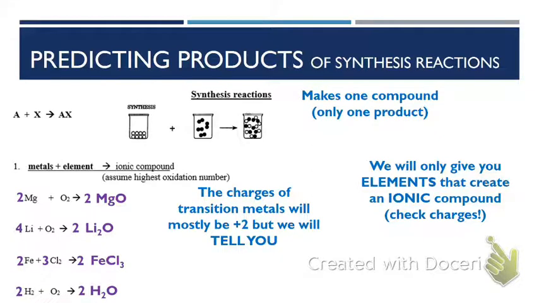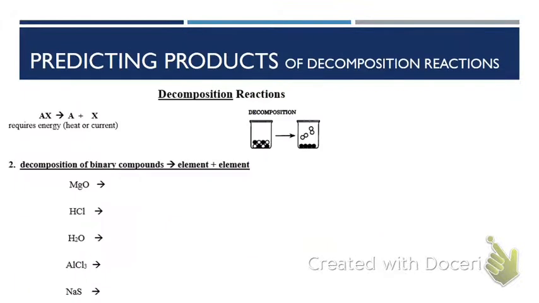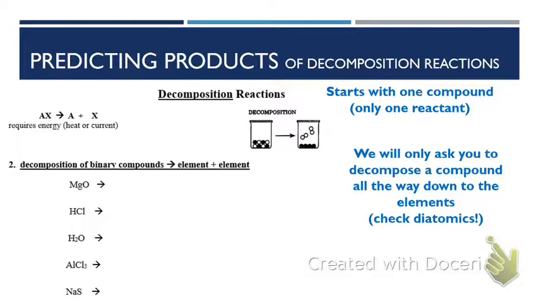Yay! Now, let's move on to our last type of reaction, predicting products of decomposition. Now, decomposition is the opposite of synthesis. It starts with one compound, only one reactant, and all that it can do is break that compound down. So, just like synthesis, we're going to keep these reactions a little simpler, and we're only going to ask you to decompose a compound down to the elements. It's not going to stop and break down from a big compound into smaller compounds.